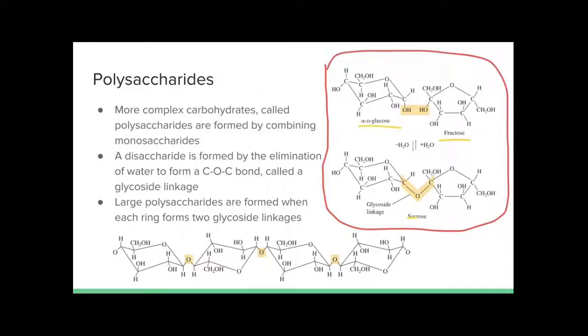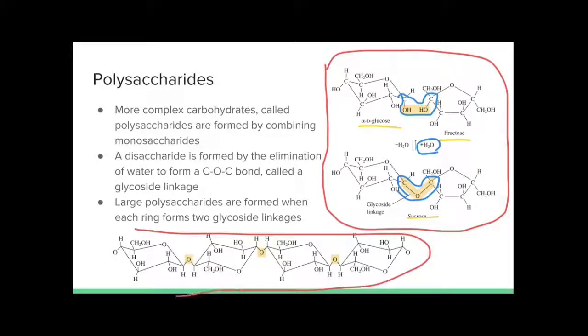In this process, these parts of the glucose and fructose will react, forming a water molecule and leaving one oxygen behind to form this carbon-oxygen-carbon bond, called a glycoside linkage. On the bottom, we'll see the polysaccharide for cellulose, which is made up of individual glucose molecules, and each glucose molecule will end up forming 2 glycoside linkages with the other glucose molecules.